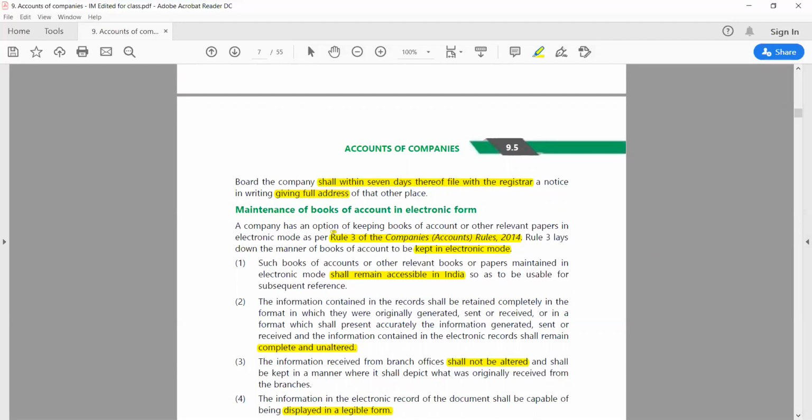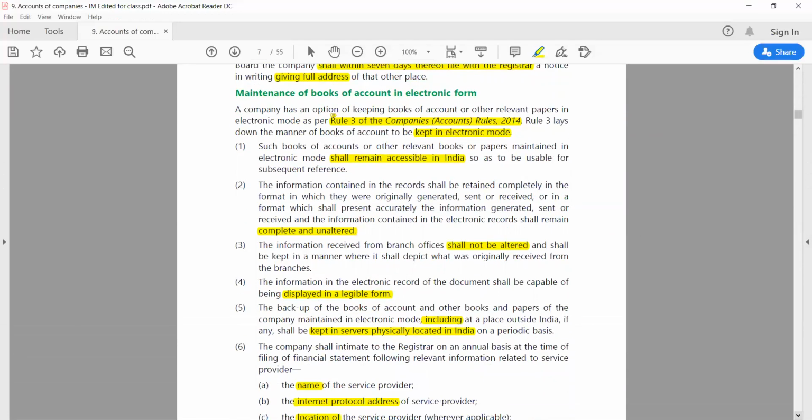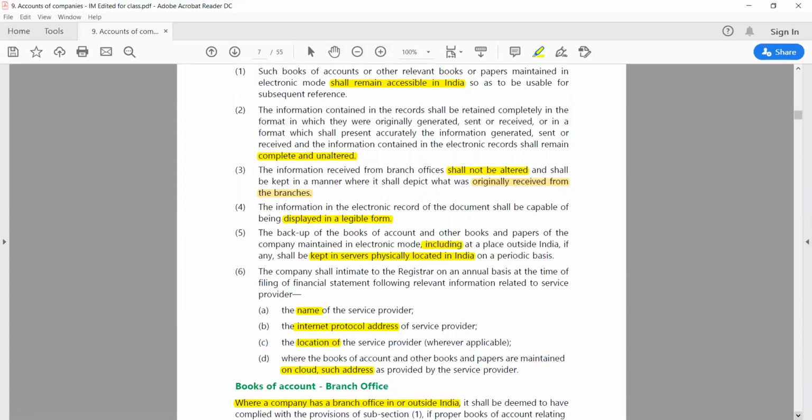When you keep books in electronic mode, what points are to be considered? See the keywords alone. It shall remain accessible in India. It should remain complete and unaltered. It should not be altered, and it should be depicted as originally received from the branches. What you got from the branches, then and there you should keep it. You should not change it. Next, it should be displayed in a legible form, properly.